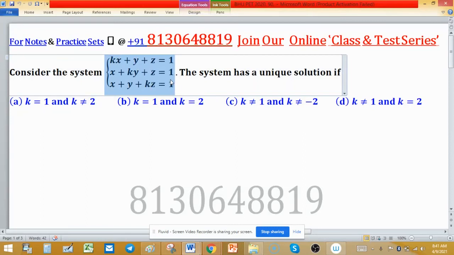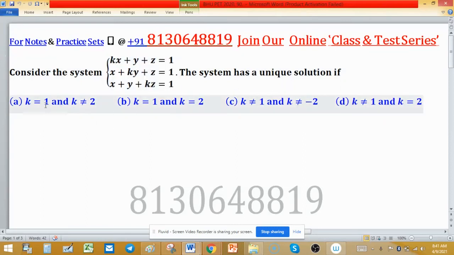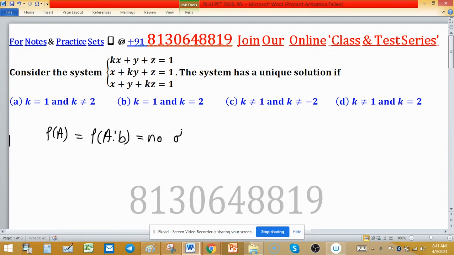Consider the system. This system has a unique solution if the condition on K is given to us. The options associated with this problem are given. So the system has a unique solution in terms of rank: we can say rank of the coefficient matrix equals rank of the augmented matrix equals the number of variables. In terms of determinant, we can say the coefficient matrix determinant is not equal to 0. We have two approaches, and we can draw a conclusion using either. So I'm going to solve this problem by rank.